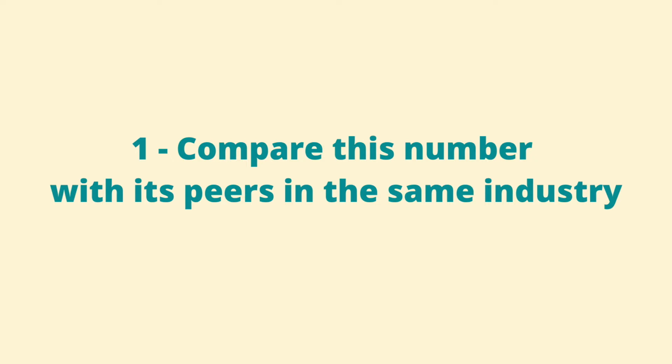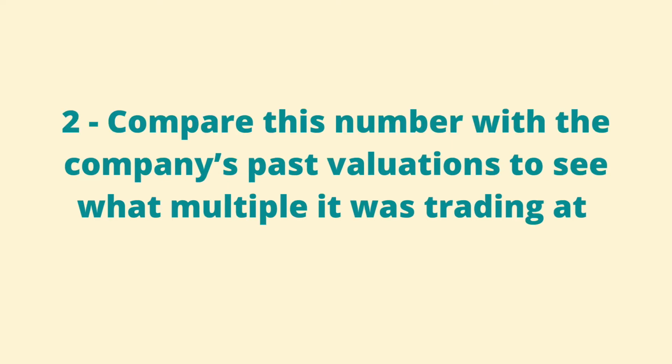To understand whether this PE is a good number or a bad number, you can look at two things. One, compare this number with its peers in the same industry. Now Facebook rules social media, so it's kind of difficult to take a direct comparison. But if you're investing, say, in a company like banks, you can also compare the different banks to see if they vary. Number two, compare this number with the company's past valuations to see what multiple it was trading at. Was the PE ratio higher or lower now than the 5-year average?